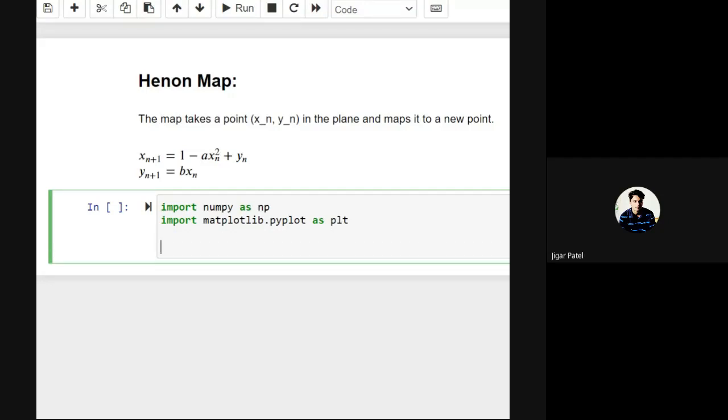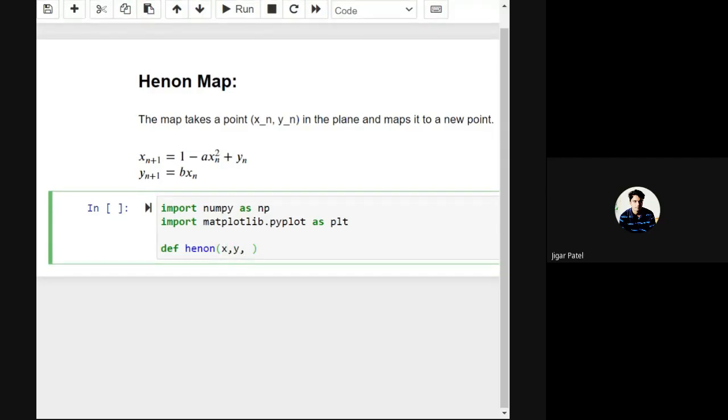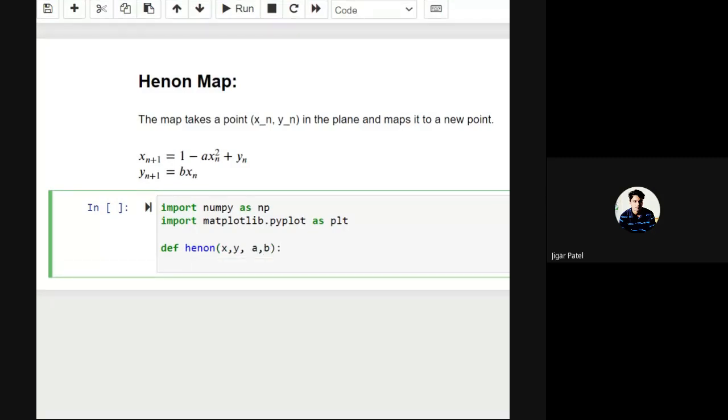And then you define a function called Henon. You can put any name, but it would be advisable if you do this. It will take the x and y values and the constants a and b in the equation, and it will return the following. It will return the equation 1 minus a times x square plus y. Also, another thing it will return is b times x.